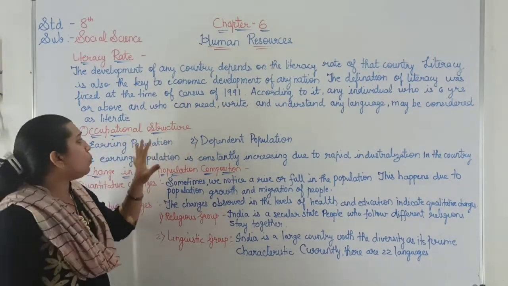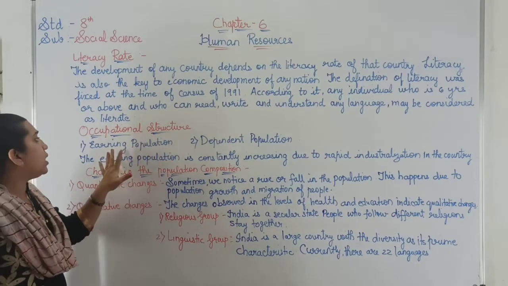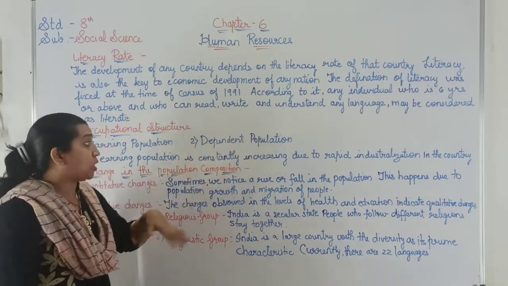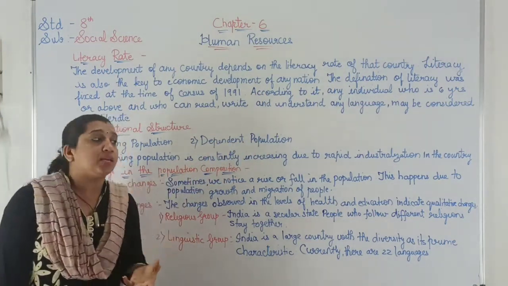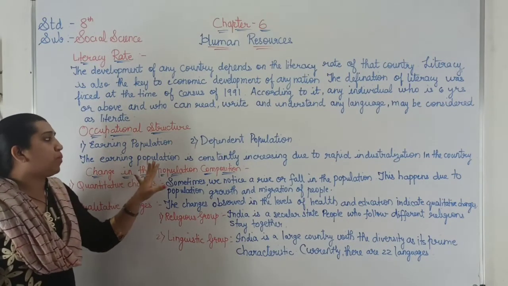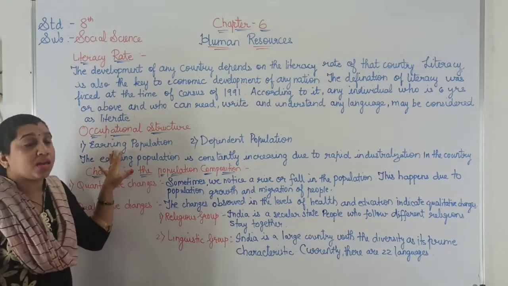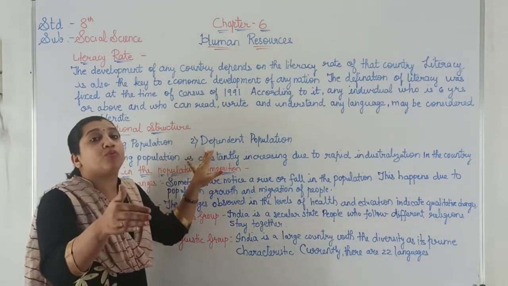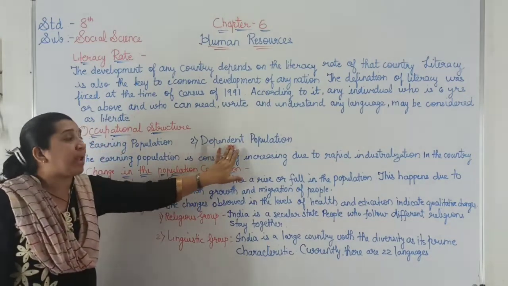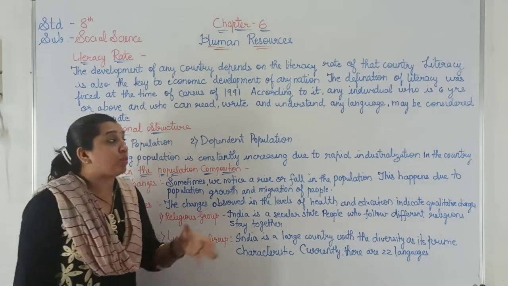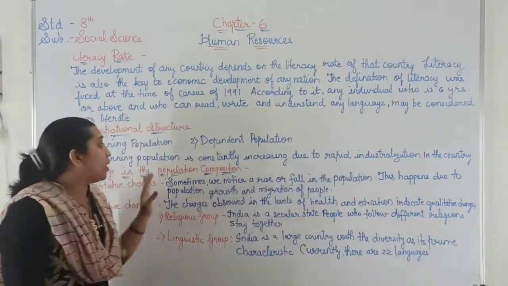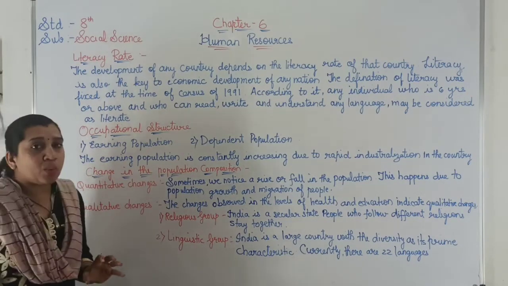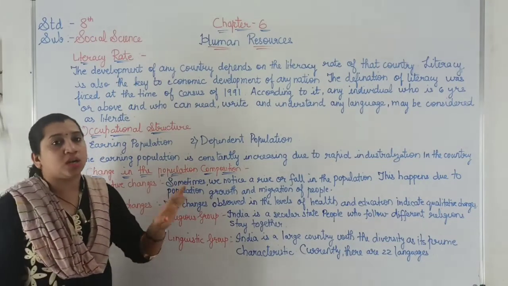Now here, occupational structure. Occupational structure is divided into two categories: earning population and dependent population. The people who are earning and living their livelihood are the earning population; those who are dependent on someone for their livelihood are known as the dependent population. But day by day, due to rapid industrialization, the number of the earning population is increasing. Now here, change in the population composition.